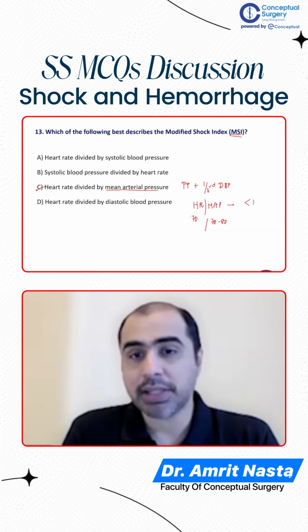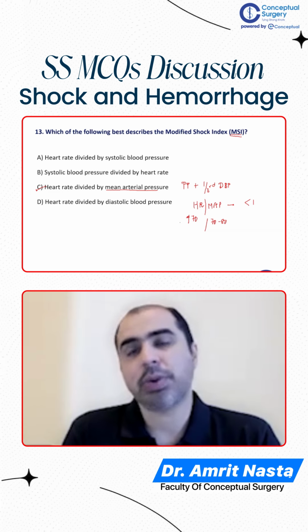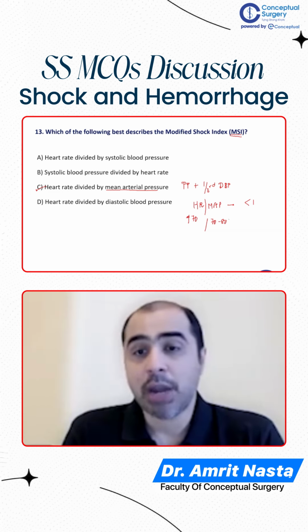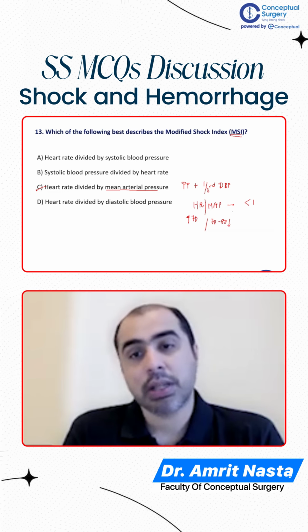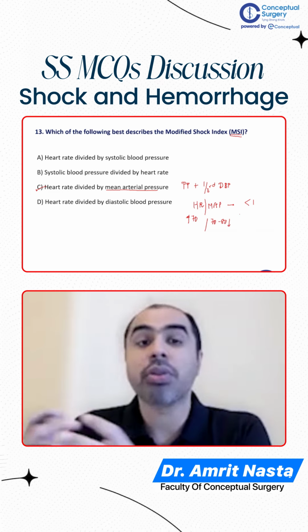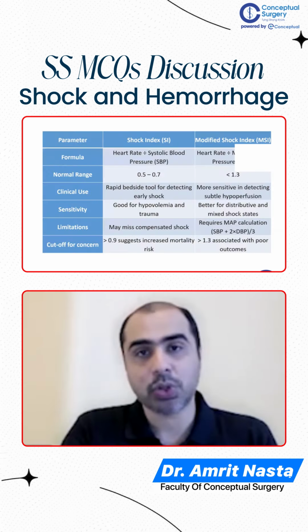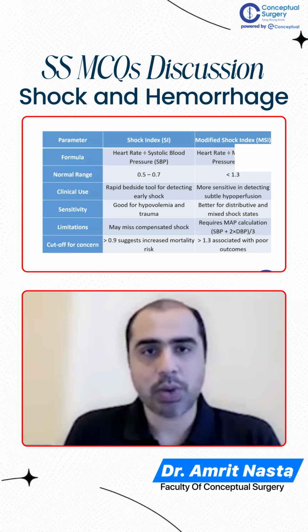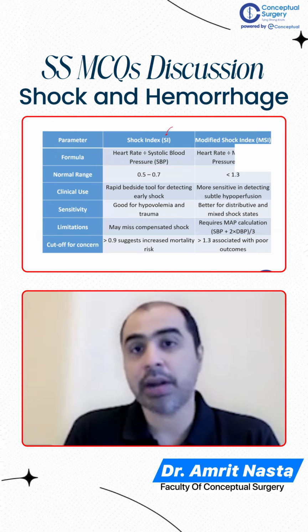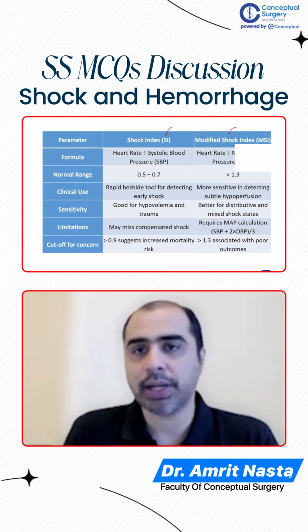If my heart rate is increasing too much, because that's what happens when I'm having shock, and my mean arterial pressure falls, the modified shock index will become more than 1, which is a dangerous thing. So there are two indices. One is a shock index, and the question asked about modified shock index.